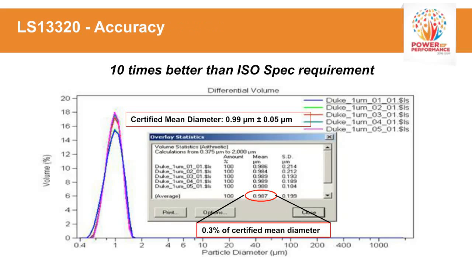Some results that are displayed here are for a Duke standard. This one's about 1 micron, just shown as an example, and looking at the results, this has a 0.3% deviation, so it's 10 times better than what's required by the ISO standard.